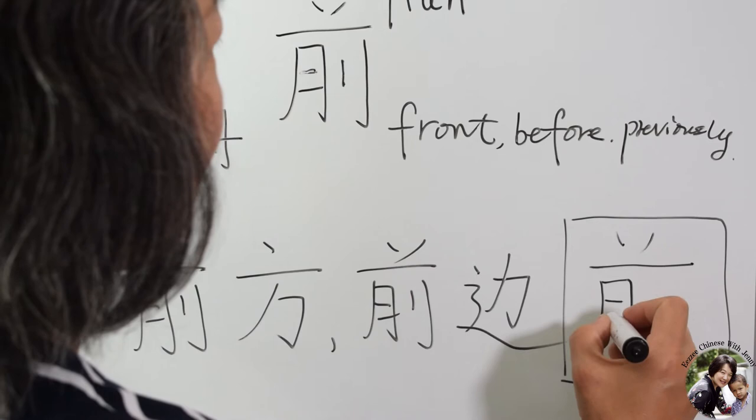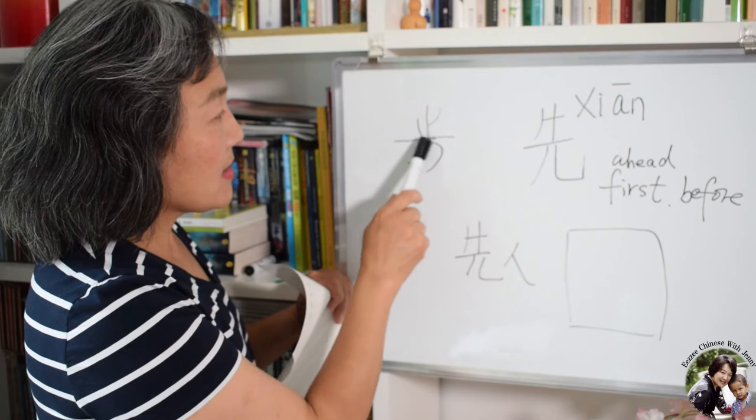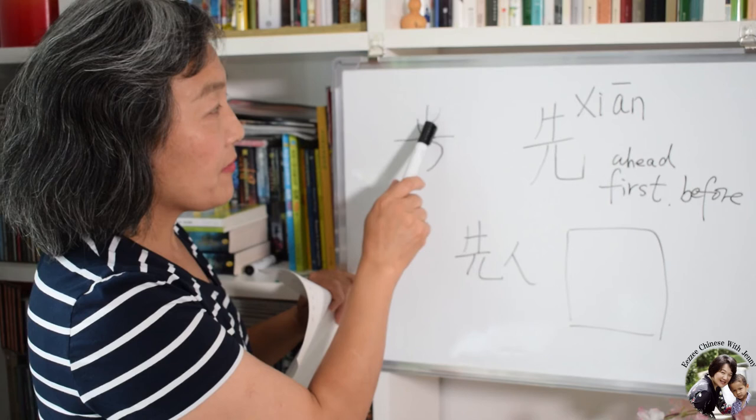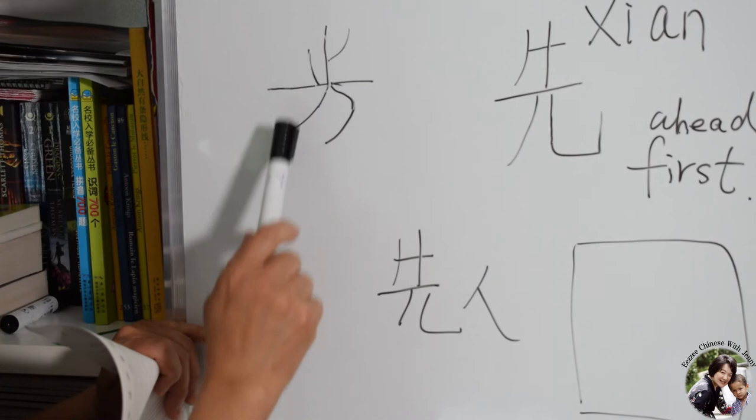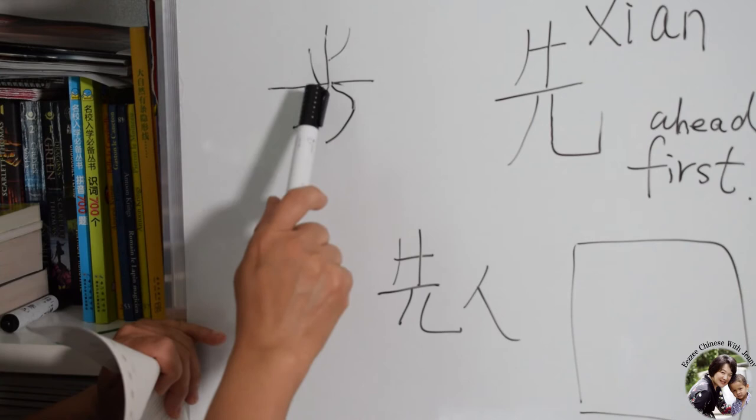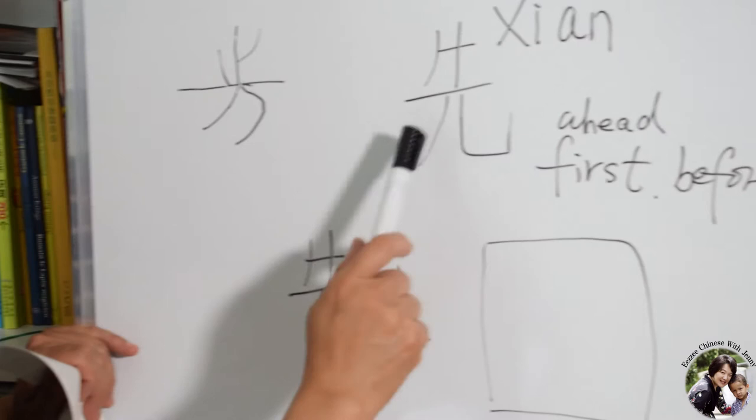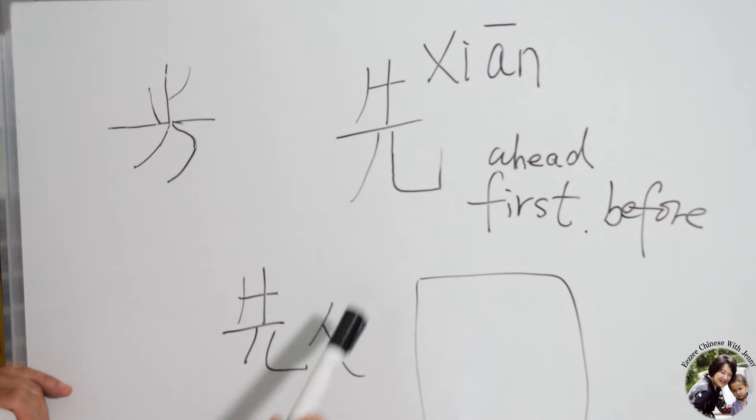If you see this shape, this image, actually it represents your left foot. This is the big toe. This is the shape of your foot. And this is a person. Your foot is ahead of yourself, means ahead, first or before. 先.